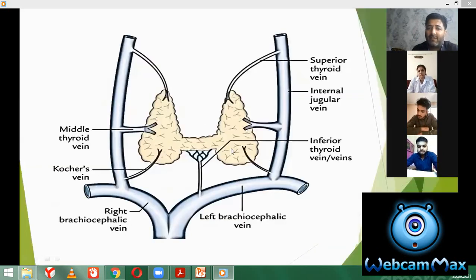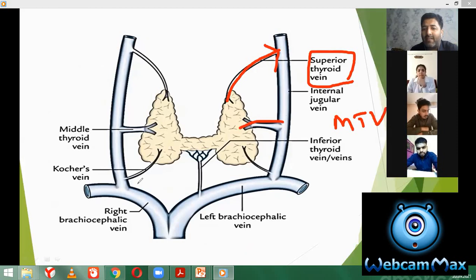And then see its venous drainage. Jat Sahab, for you only, three veins you have to remember. Superior thyroid vein. This is your superior thyroid vein. This is your middle thyroid vein. And in the center you have the inferior thyroid vein. Now Jat Sahab, you can draw this diagram yourself also.